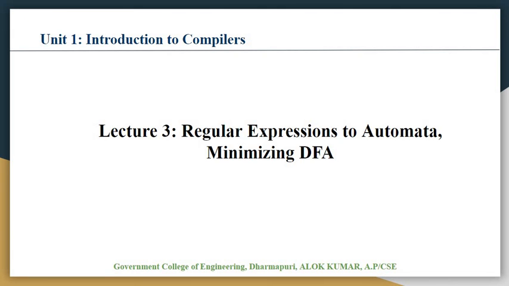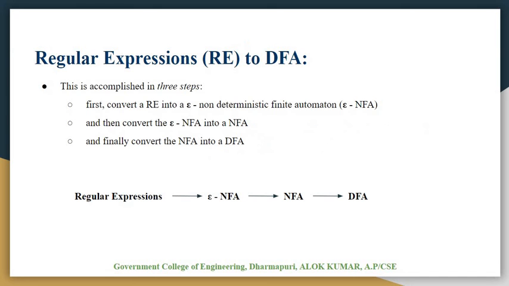So here we will see the next topic, that is regular expressions to automata and minimization of DFA. Here we will see regular expression to DFA conversion. This we can do in 3 steps. Firstly, we will convert the regular expression into an epsilon NFA, and after that the epsilon NFA into an NFA, and finally we will convert the NFA into a DFA.